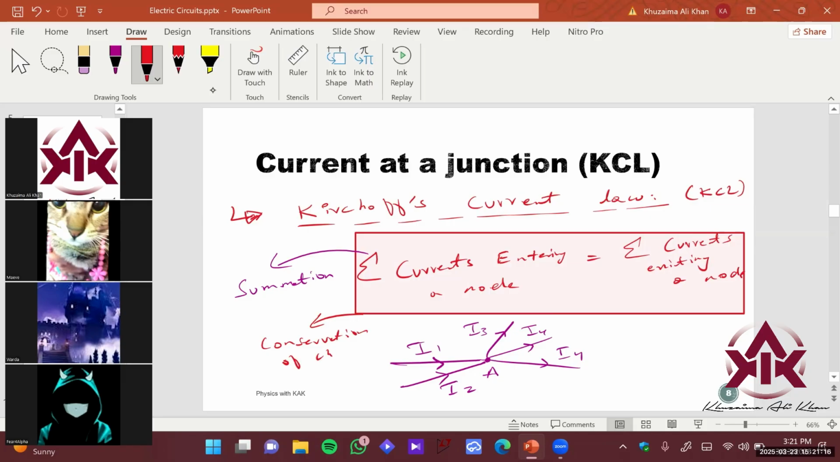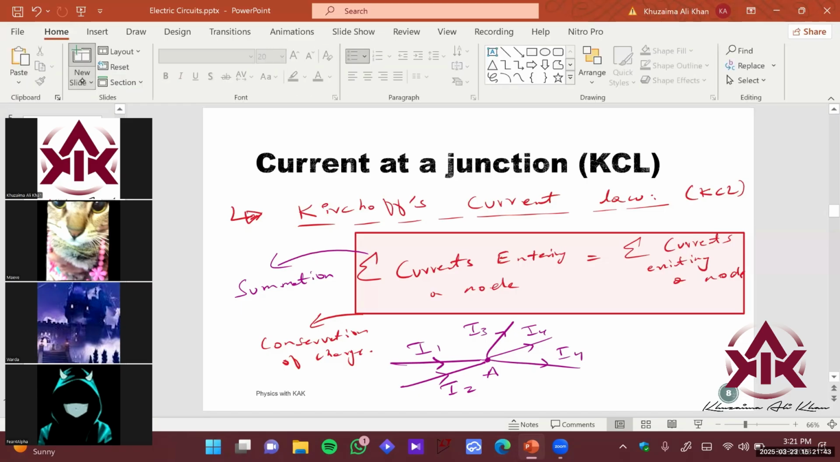It is derived from the conservation of charge law, because it says that if 1,000 coulombs of charge are entering this particular node A, then 1,000 coulombs of charge should exit, right? Because charge cannot blindly escape from the existence of the universe. That is why it is applicable in every circuit. This is the basic principle. So let me just insert a slide.